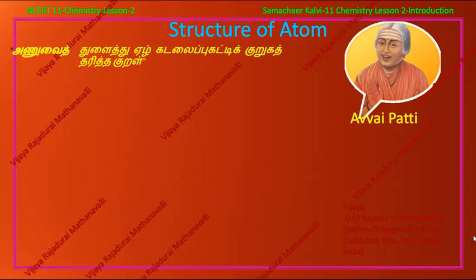Both Democritus and Avvaiyar have some similarities. Both are philosophers. Both of them did not have any proof, that is scientific proof, for an atom.